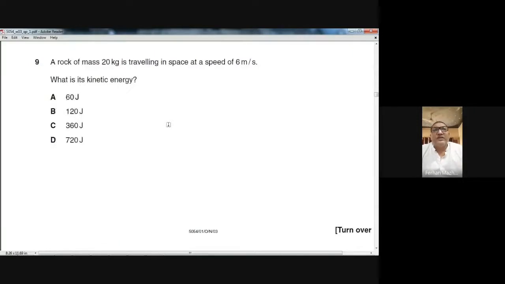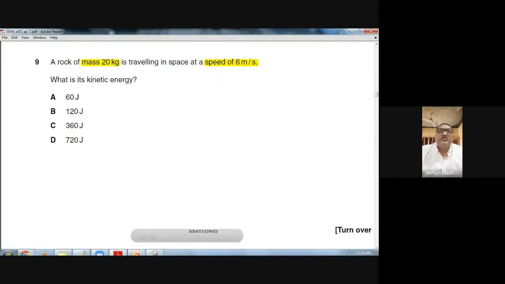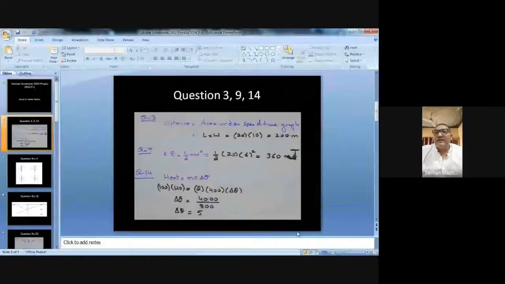A rock of mass 20 kg is traveling in space at a speed of 6 meters per second. What is its kinetic energy? The mass is given and the speed is given. And you know the formula for the kinetic energy is half mv square, 1 by 2 mass multiplied by the square of the velocity. I've done this on a paper. Let me show you my work.